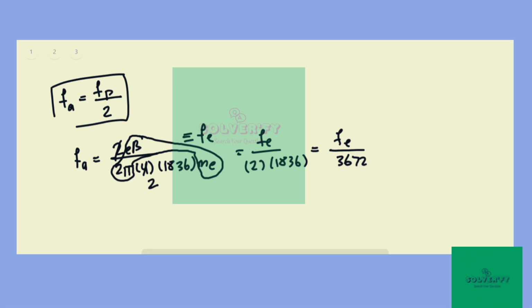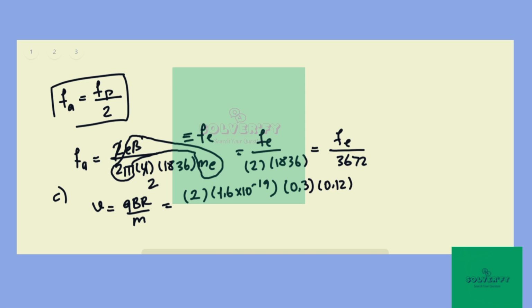Now in part C, we are asked to calculate the speed. Again, from the equation that we established on the first page, qBr over m. For q, we have 2 times the proton's charge, which is positive, and the B field is 0.3. The radius is given to us as 0.12, divided by 6.65 times 10 to the negative 27, the mass of the alpha particle. From here, we can get the speed to be 1.73 times 10 to the 6 meters per second.